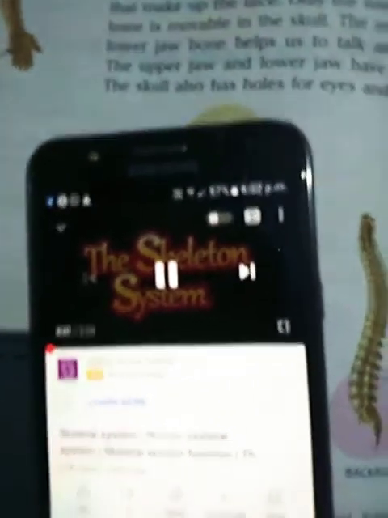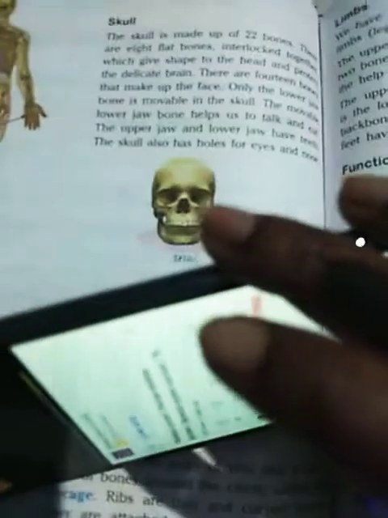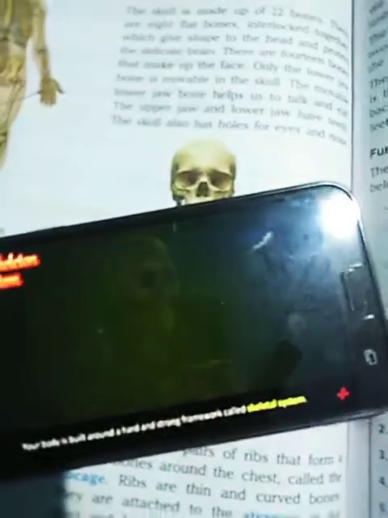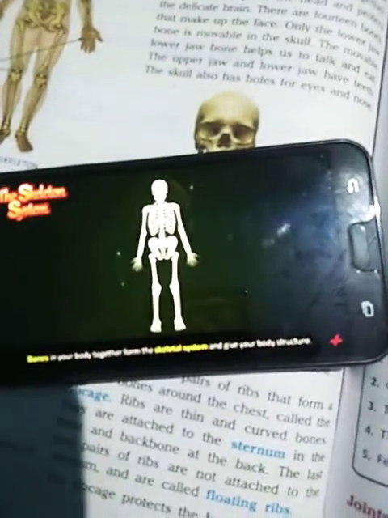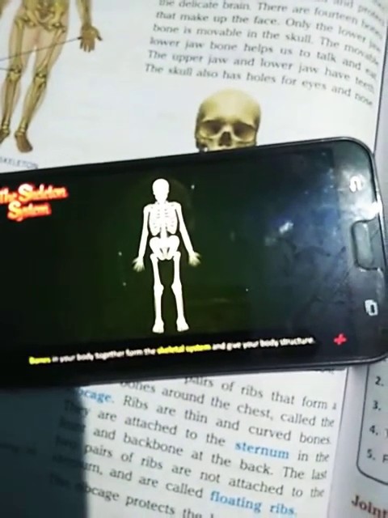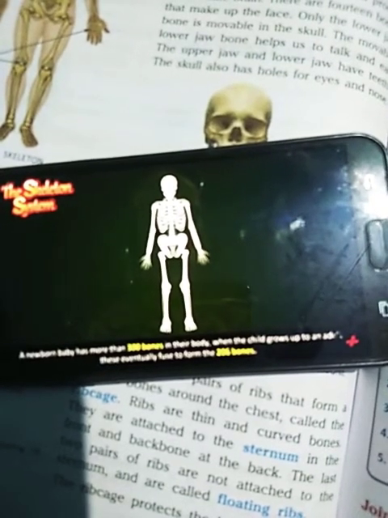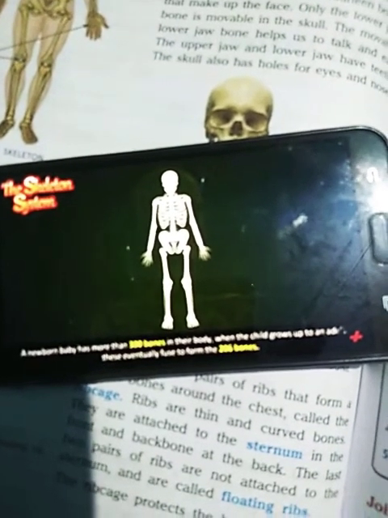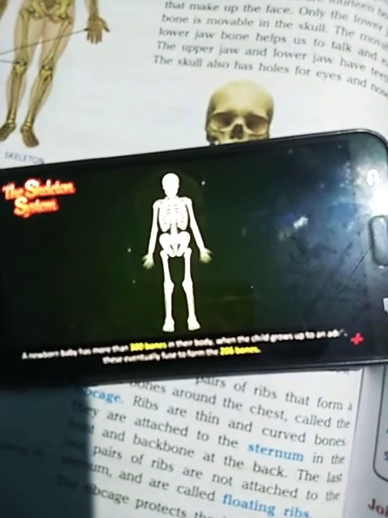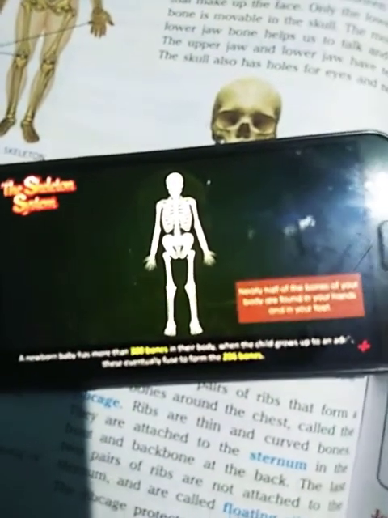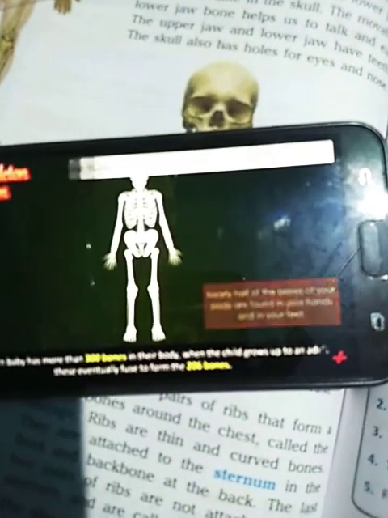The skeletal system. Your body is built around a hard and strong framework called skeletal system. Bones in your body together form the skeletal system and give your body structure. A newborn baby has more than 300 bones in their body. When the child grows up to an adult, these eventually fuse to form the 206 bones. Nearly half of the bones of your body are found in your hands and in your feet.